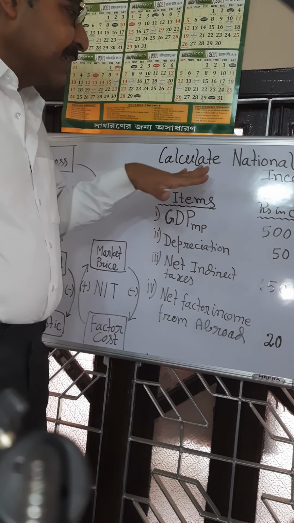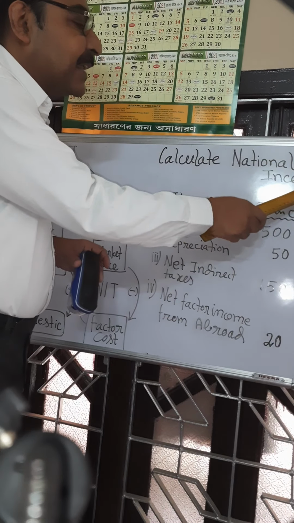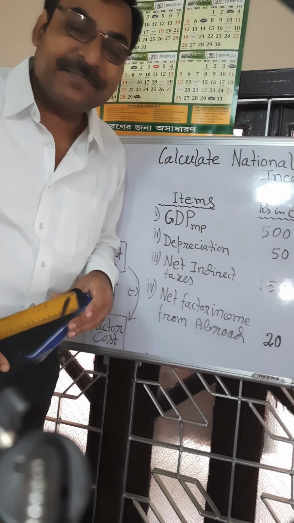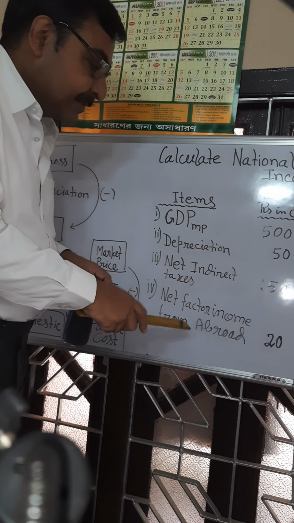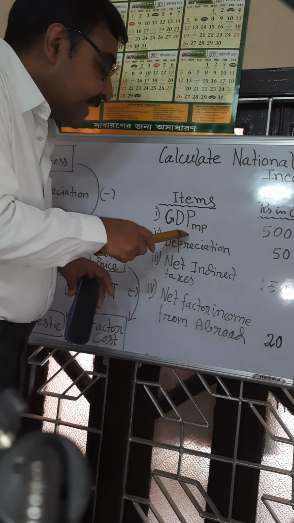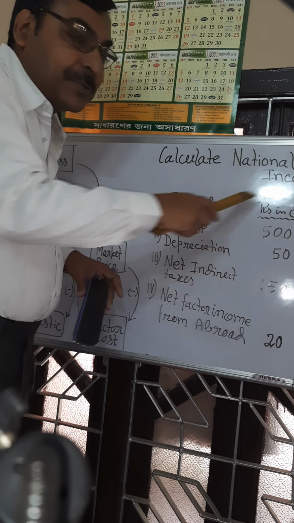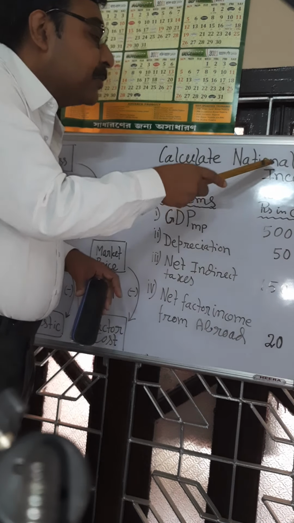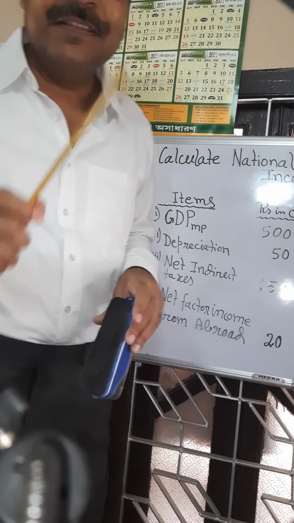See, one sum is given here. You are to calculate national income. National income is one aggregate, and for that, you are given these items. Within these items, there is another aggregate, GDP at market price, 500 crores. So one aggregate is given and you have to calculate another aggregate. How? We have to learn these things here.